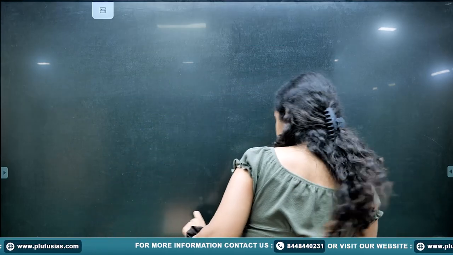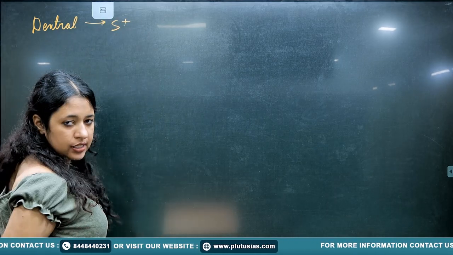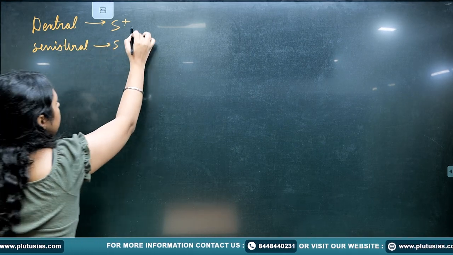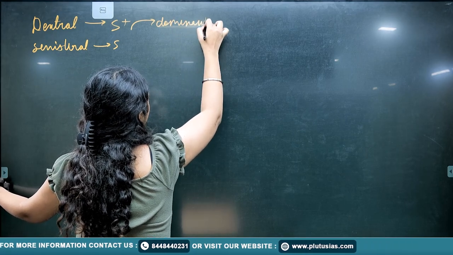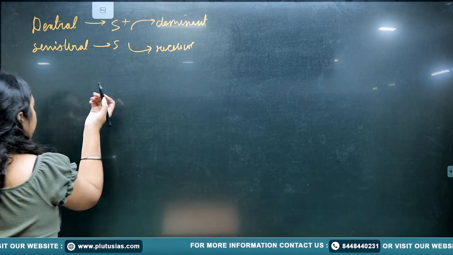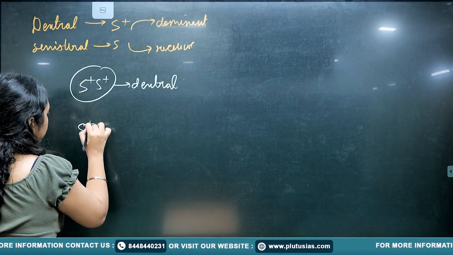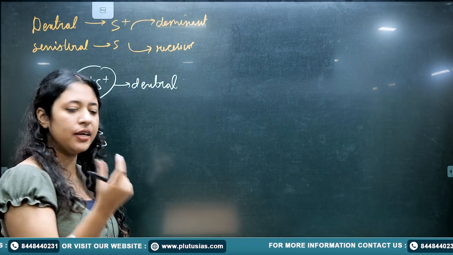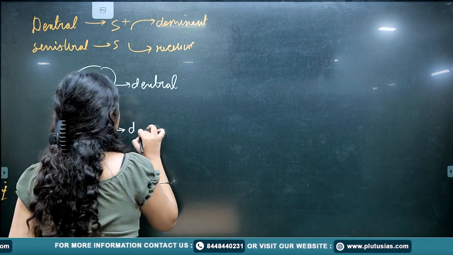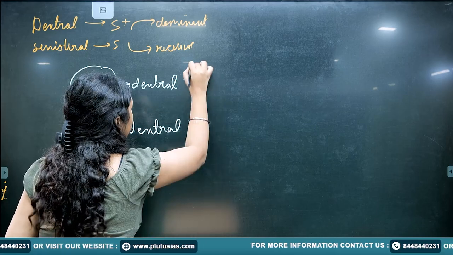If I use the allele sign here, you can represent it like this. Dextral is represented by S plus, and the sign for sinistral is s. This S plus is dominant over this s, which is recessive. That means if I have the genotype S plus and S plus, dextral coiling will be formed. If I have S plus and s, which is a heterozygous condition, meaning two different alleles are present, the S plus is dominant over the s, so again dextral will be formed. If I have small s and small s, then sinistral will be formed.